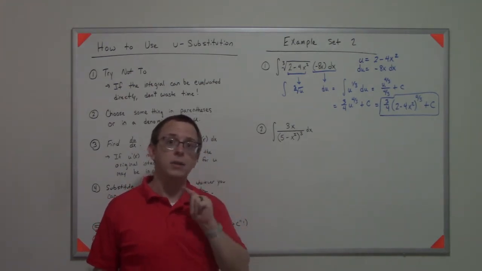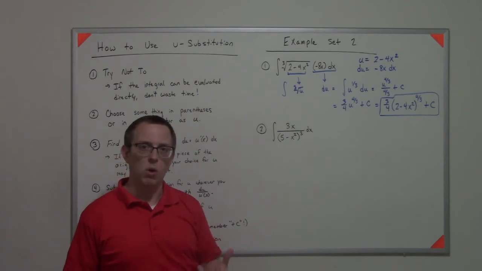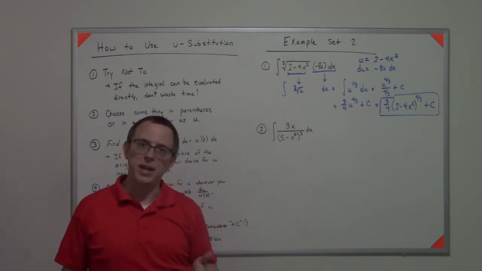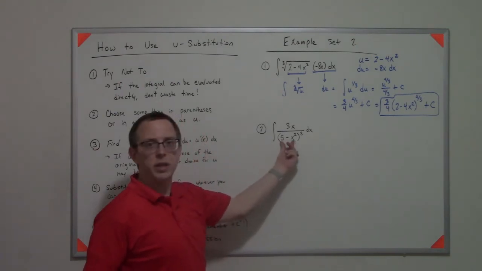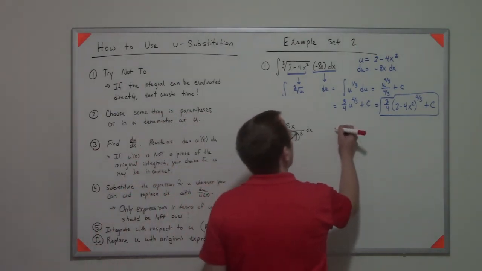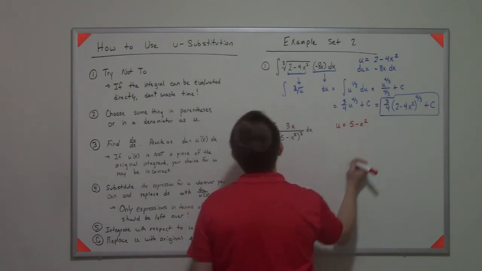Do not do that because it requires some more algebra than is probably necessary. So let's choose the thing in parentheses. So we're going to say u is 5 minus x squared.